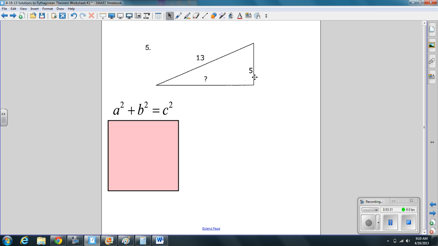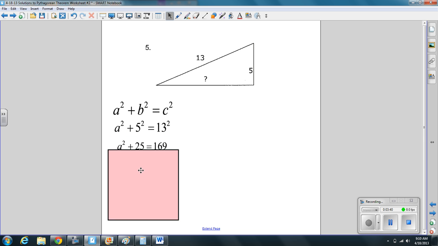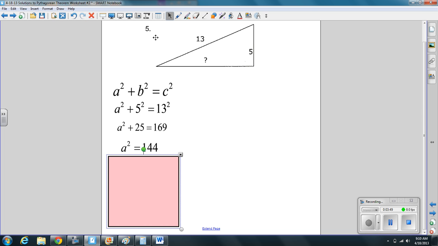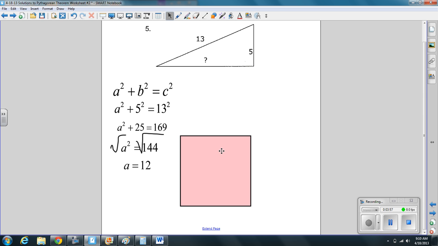Number 5, we know a leg, and the 13 is called the hypotenuse. So a squared plus 5 squared is 13 squared. A squared plus 25 equals 169. We subtract 25 to both sides, giving you a squared equals 144. Take the square root to both sides, and the square root of 144 is 12. So a equals 12.